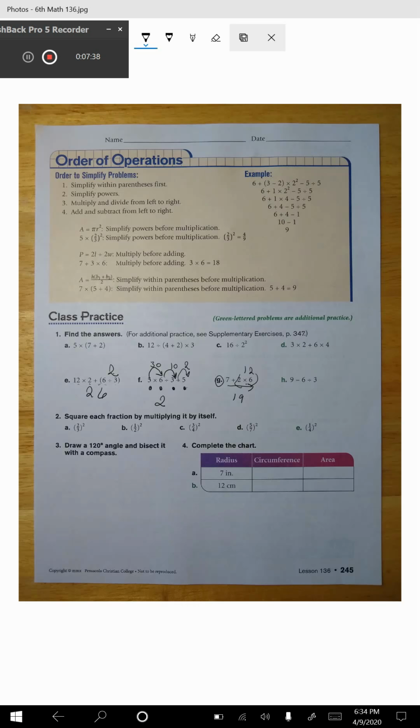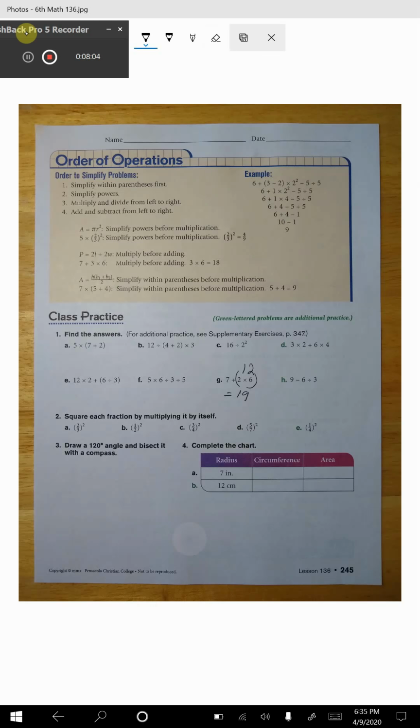And you may say, does it really make a difference? Well, let's see. What's 7 plus 2? 9. Times 6, what's the answer? 54. Is that the right answer? Oh, totally not the right answer. So you got to do this first. That's 12. 7 plus 12 equals 19.